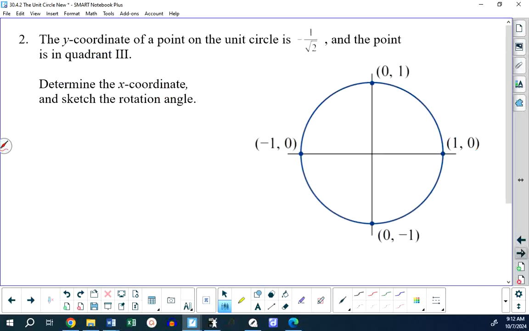The y coordinate of a point is -1/√2, and the terminal arm lies in quadrant 3. I know it says the point is in quadrant 3, but that's the same as saying the terminal arm is in quadrant 3. What that does is remove all ambiguity about the y coordinate. The y coordinate will be negative. You're told it's in quadrant 3. In quadrant 3, x and y are both negative. It removes all ambiguity about the x coordinate. We're given the y coordinate, aren't we?